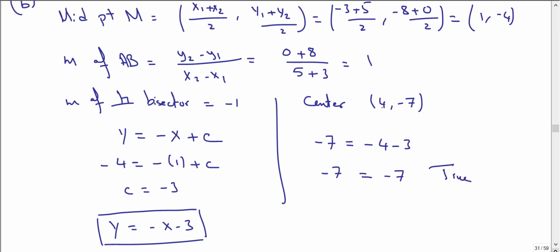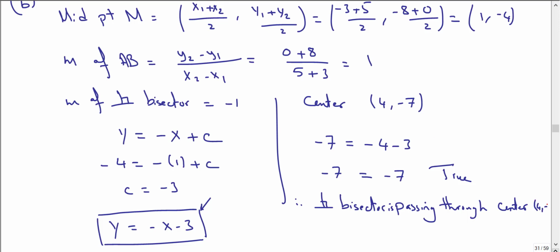So if you use the point x and y in this equation, and you get left-hand side equal to right-hand side, the same number, negative 7 and negative 7, therefore the perpendicular bisector is passing through what? Is passing through line AB. No, Baban, to the center, 4 and negative 7.